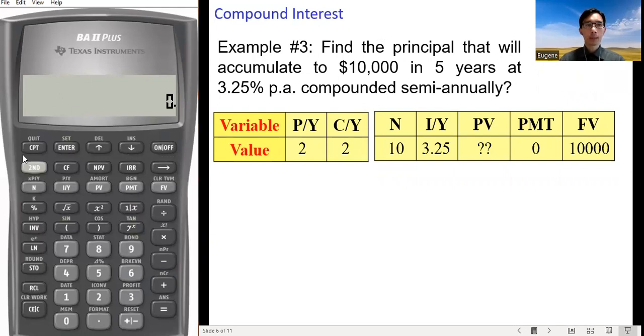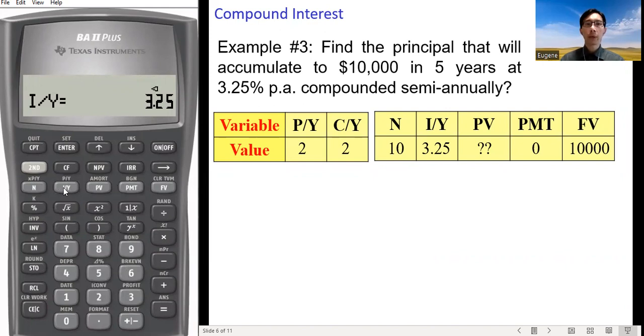Key into the calculator the frequency worksheet, PY and CY equal 2. So do the input for PY, confirm CY also equals 2, and then we can quit the frequency worksheet. Clear the TVM worksheet and enter the variables accordingly. N equals 10, so key in 10, and then N. IY 3.25, key in 3.25, IY.